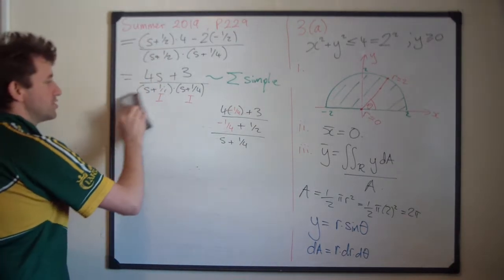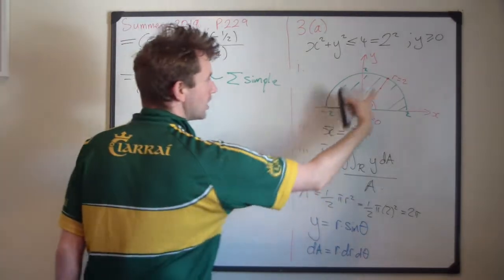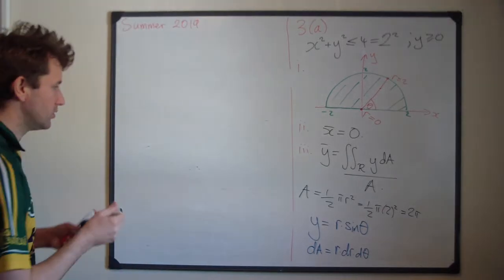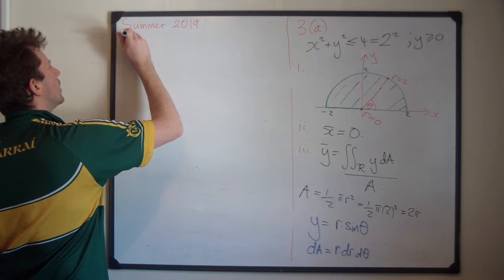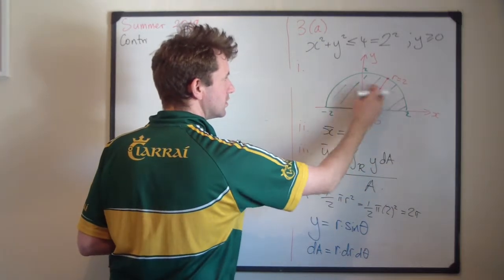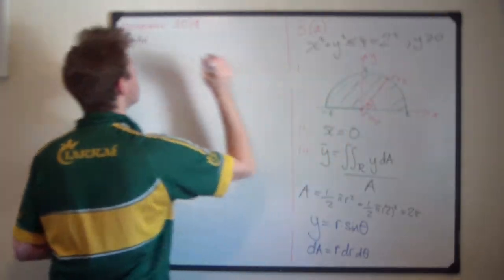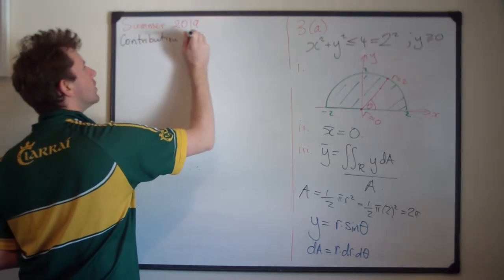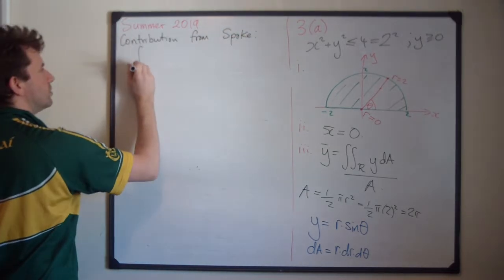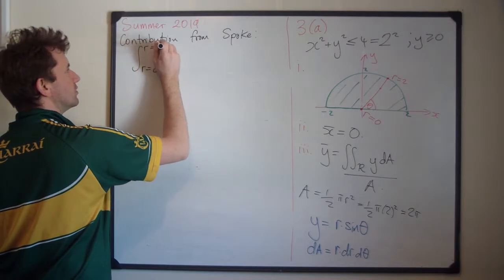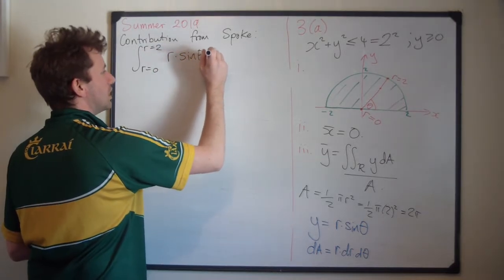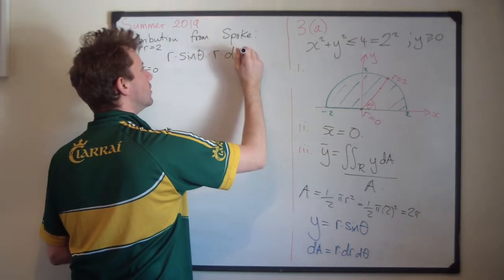So we're going to add up the contribution to this infinite sum along a spoke at a fixed angle theta. So contribution from spoke. This is a sum over the whole region, and the contribution from this spoke is to add up from r equal to 0 to r equal to the radius, which is 2, y, which is r sin theta, dA, which is r dr d theta.